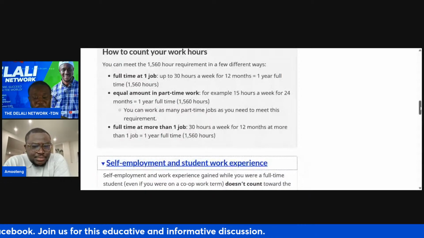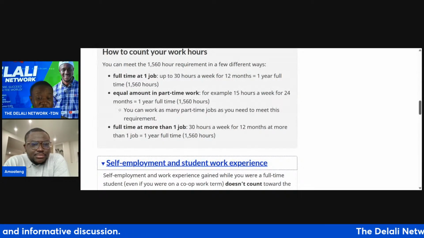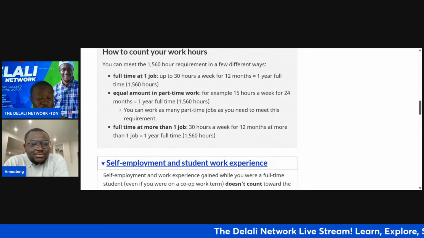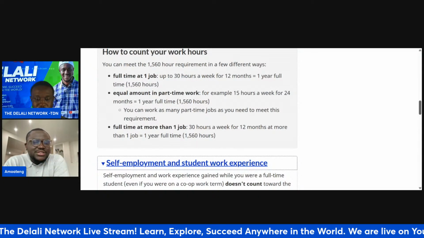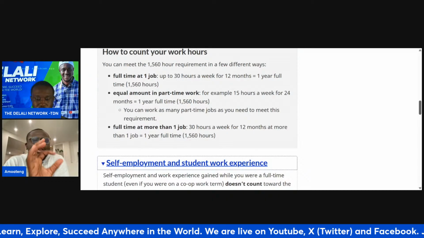So someone can use 1 year to gain that 1,560. Somebody can use, let's say, 1.5 years. Somebody can use 2 years. But at the end of the day, they are looking at a total number of hours. You just add them together. Once it is 1,560, they equal it to 1 year.